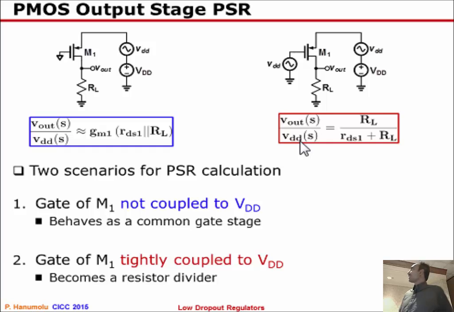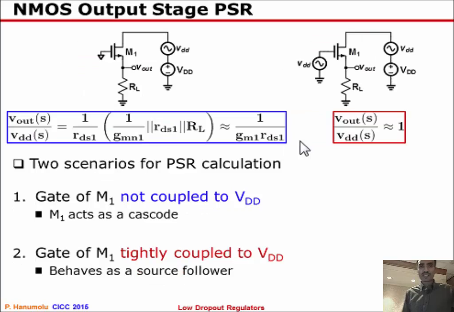And the second case, when you have some means of providing all of this VDD at the gate, right? So you already have a hint how to provide that. But regardless, if all of that VDD is provided at the gate, then you just eliminated the VGS component of the current, and as a result, Vout over VDD is just a resistor divider between RL and RDS of the MOSFET. Okay, so in that case, PSR is just a resistor divider.